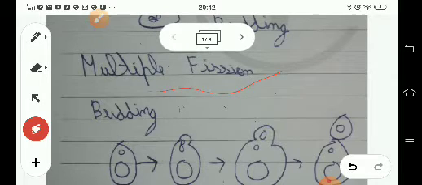So in multiple fission, the simple division of a single parent cell occurs into many daughter cells. That is why the word multiple is used, and fission means splitting, so multiple splitting occurs. It basically takes place in unicellular algae like Chlorella and Chlamydomonas.